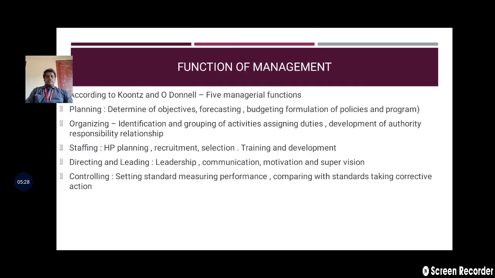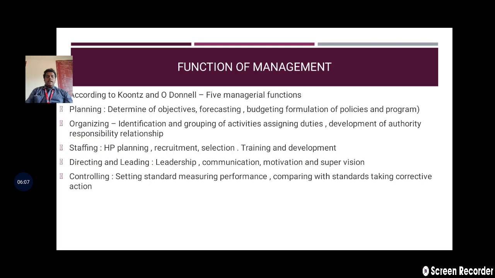Next, functions of management. There are 5 functions of management, namely planning, organizing, staffing, directing and controlling. Planning is what to do, when to do, how to do: determining objectives, forecasting, budgeting, and formulation of policies and programs. Organizing: identifying and grouping of activities, assigning duties, delegation of authority and responsibility and relationships. Staffing: HR planning, recruitment, selection, training and development.